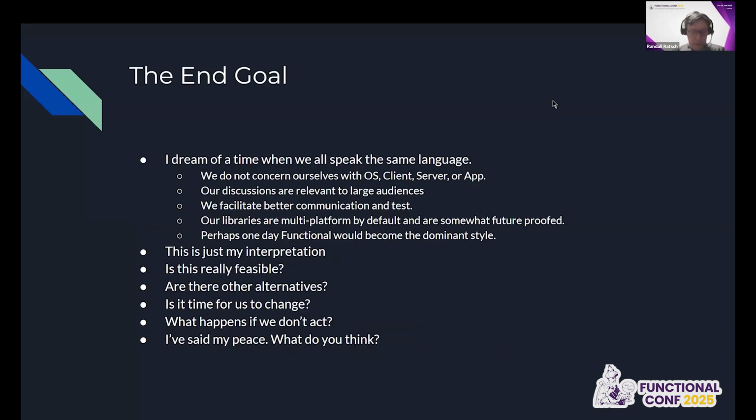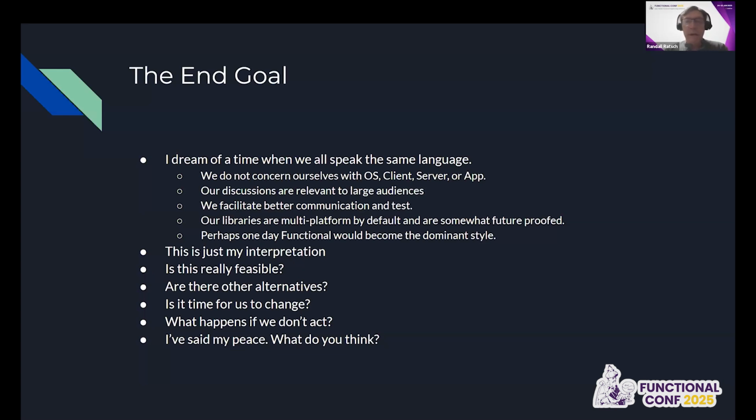So the end goal. I dream of a time when we all speak the same language. We don't concern ourselves with what the operating system is, whether we're working on client or server, or we're doing app development. It's all the same. I hope that our discussions become relevant to larger audiences. We can better facilitate communication and test. Our libraries are multi-platform by default and somewhat future-proofed. Maybe one day functional programming will become the dominant style.